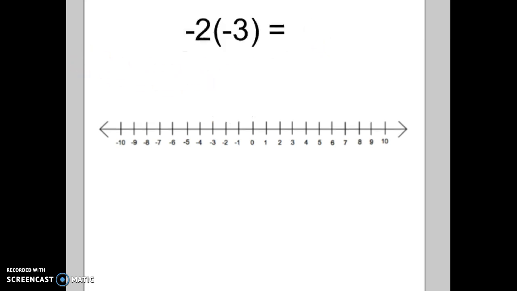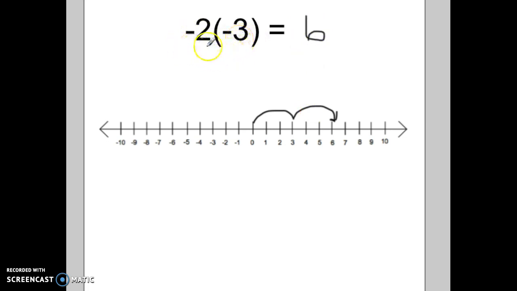Now here's my favorite one. This is probably the thing your parents remember the most. We're going to be taking away 2 groups of negative 3. Taking away negatives will make our answer positive. So here's 1 and here's 2. 2 big jumps. Each one is 3 apiece, and we end up at positive 6 because when you take away the negatives, you end up being positive.